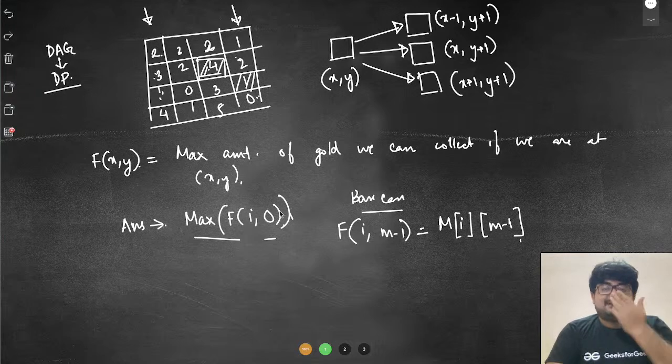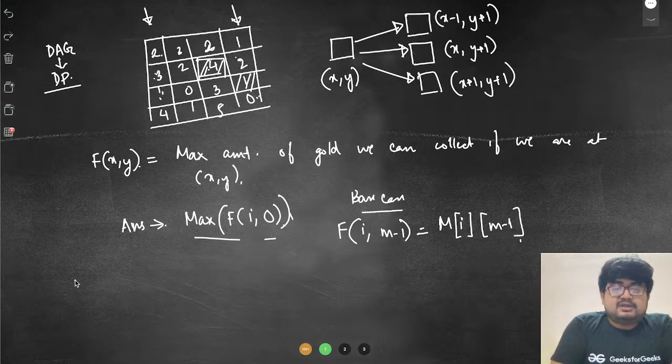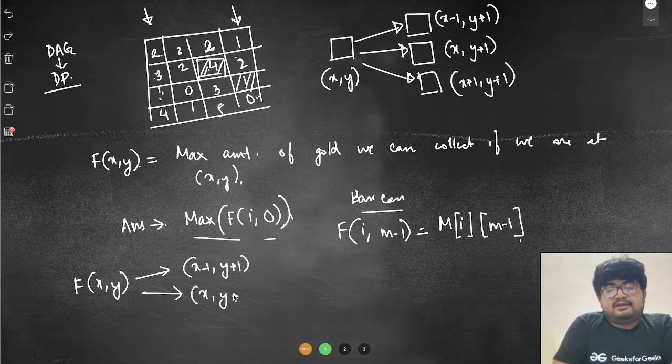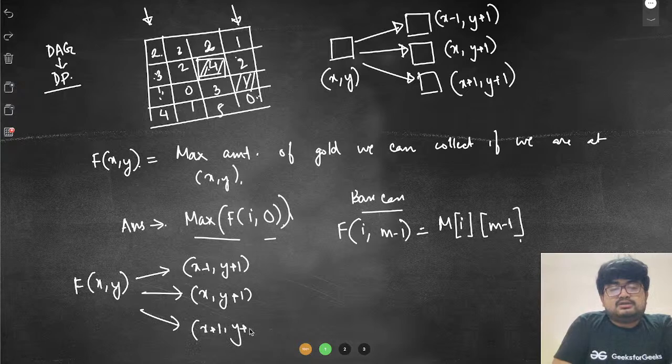Now we have the state, the answer, and the base case. So what is f of x comma y, the maximum amount of gold you can collect? From x comma y you can move to x minus 1 comma y plus 1, or to x comma y plus 1, or to x plus 1 comma y plus 1. So these are the three moves that you can make from x comma y.